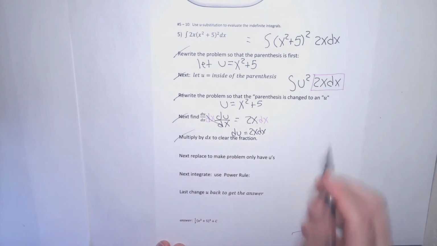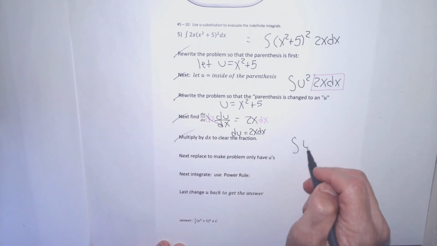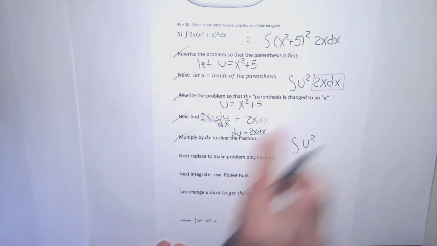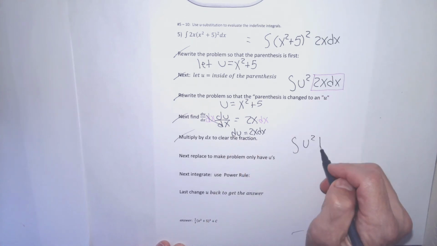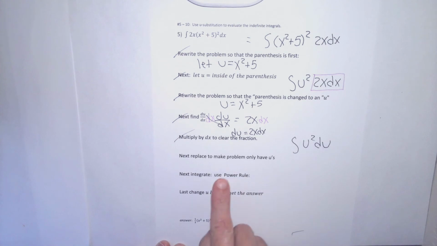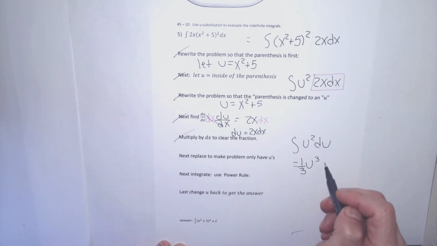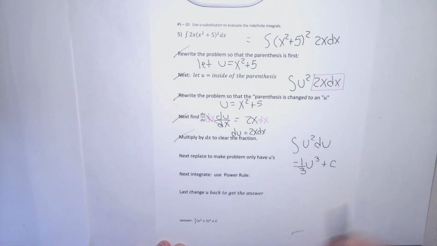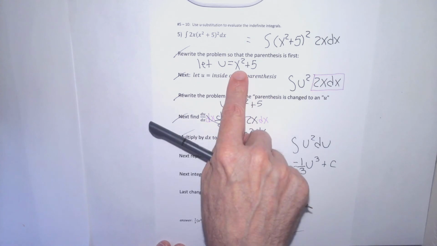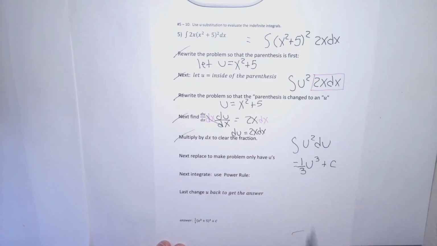So that's found du dx, multiplied to clear the fraction. Now let me make the problem only have u's. This is going to be u squared, and 2x dx I'm going to replace with du. Now I'm ready to integrate. I'm going to use the power rule. I'm going to add 1 to the exponent and get a 3 from my exponent. Multiply by 1 over the new exponent, which is 1 over 3. Tack on my plus c. Now change the u back to x squared plus 5 to get my answer.